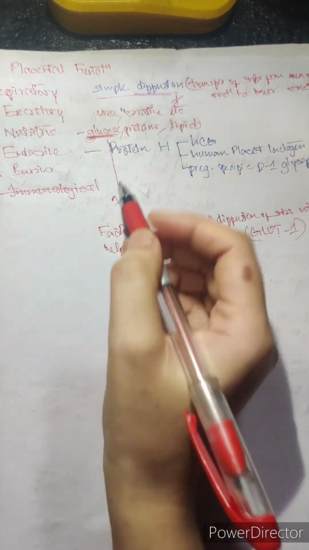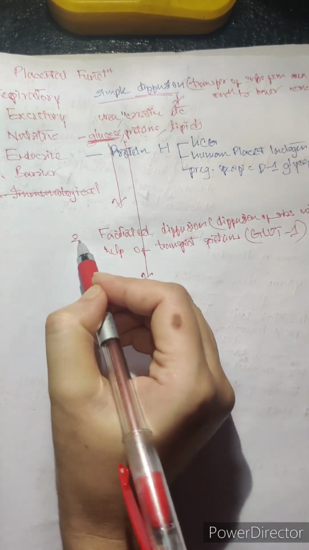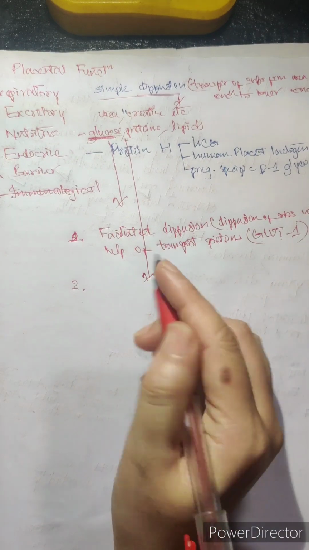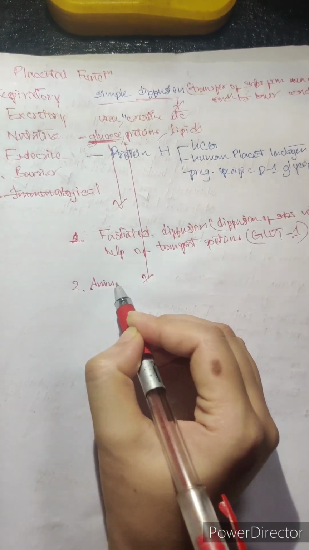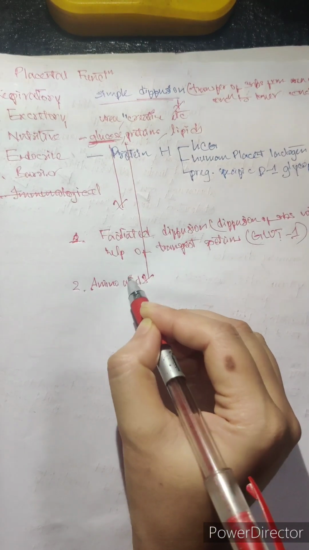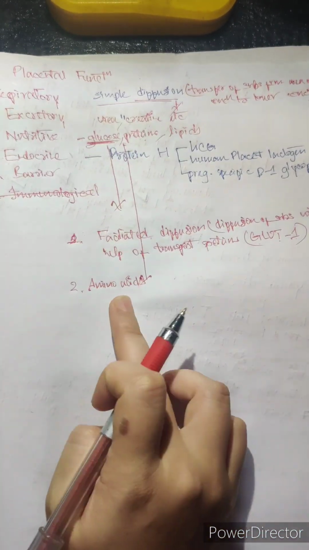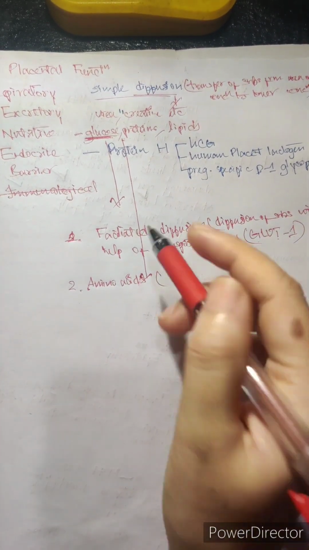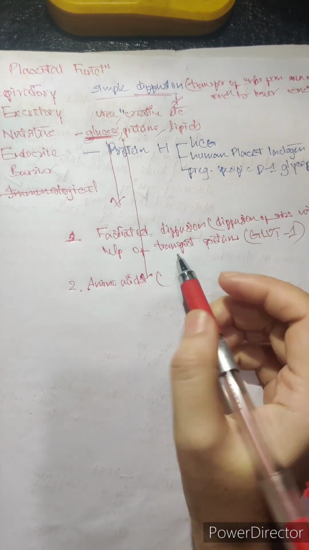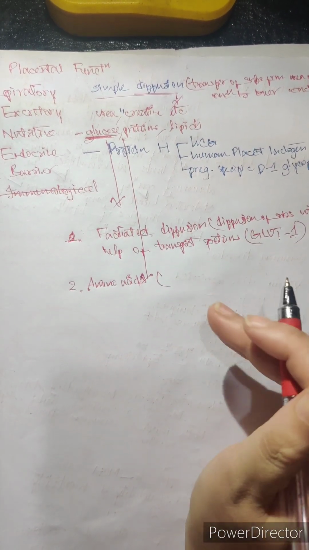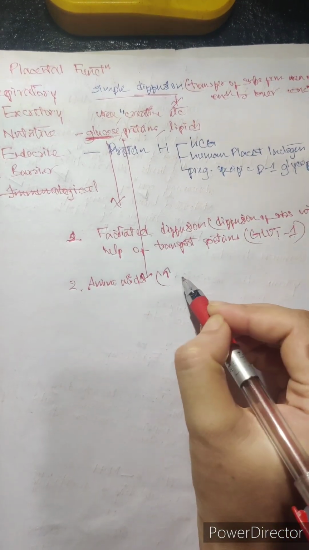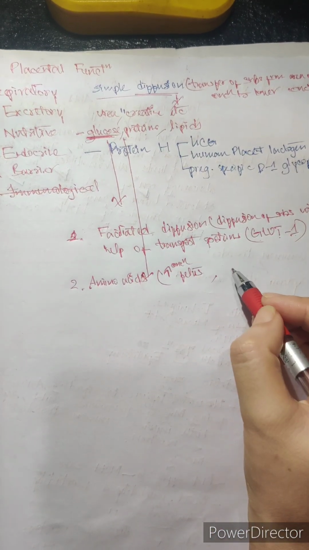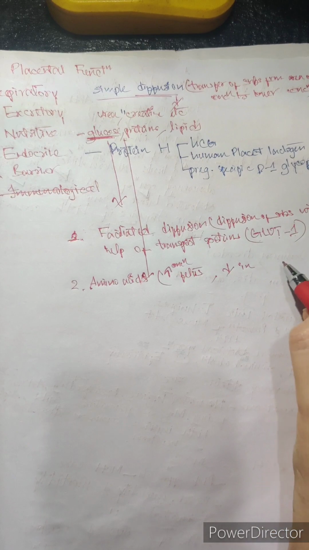Next comes proteins. Proteins are transported in their simplest form, that is amino acids. So proteins are transported in the form of amino acids. Let me tell you one thing: the concentration of amino acids is more in the fetus and less in the mother.